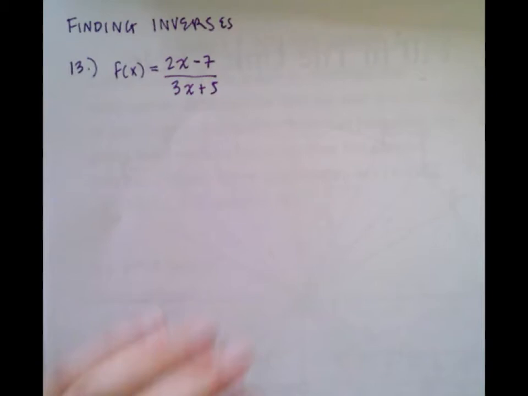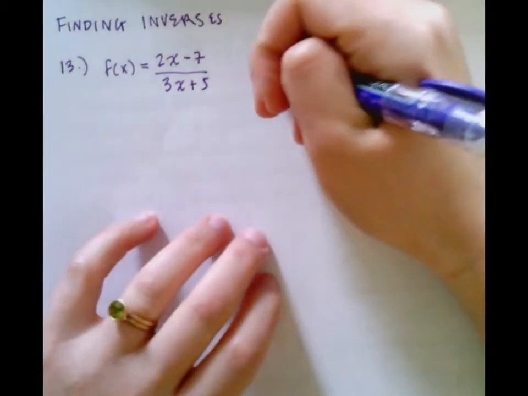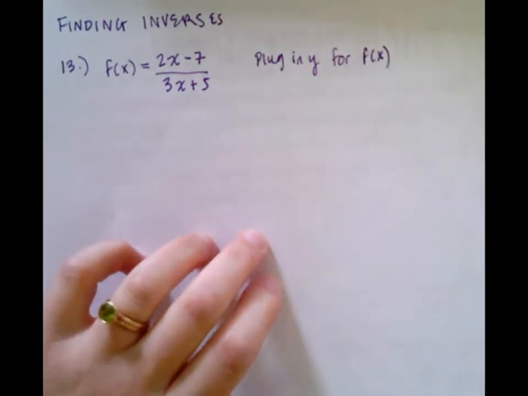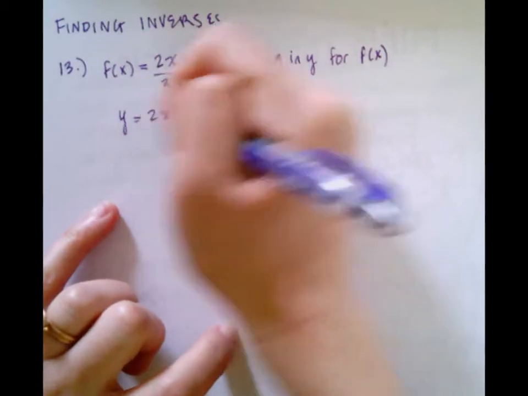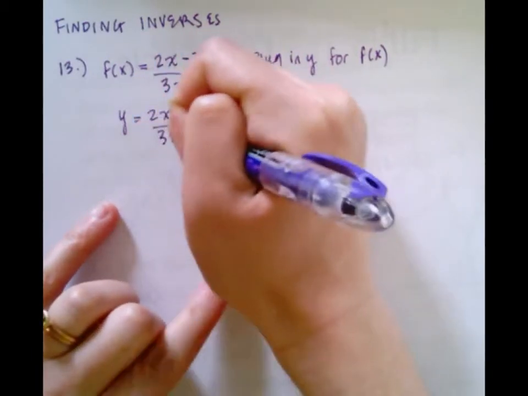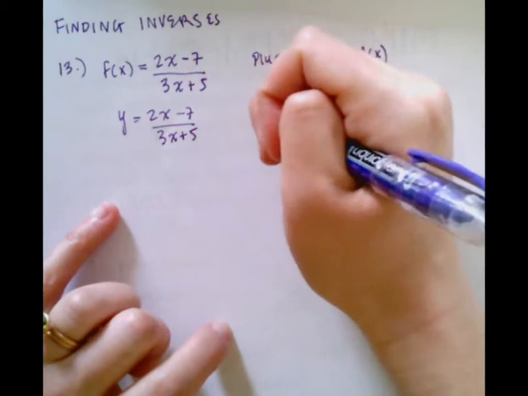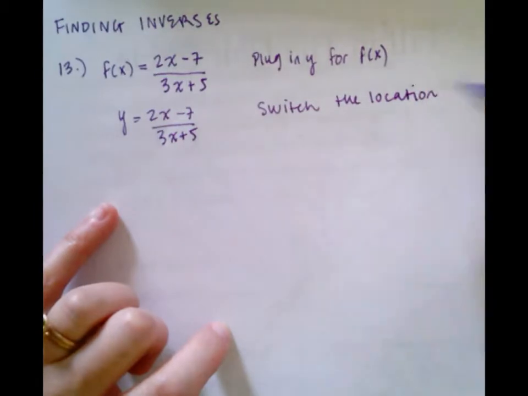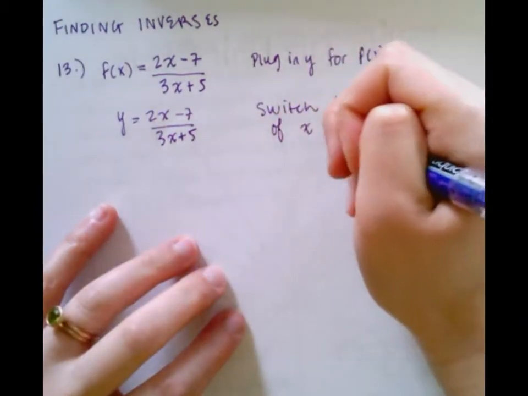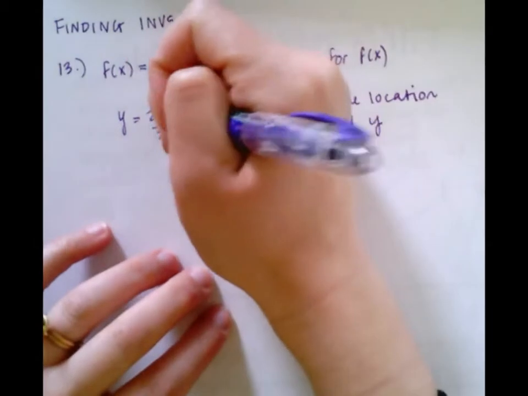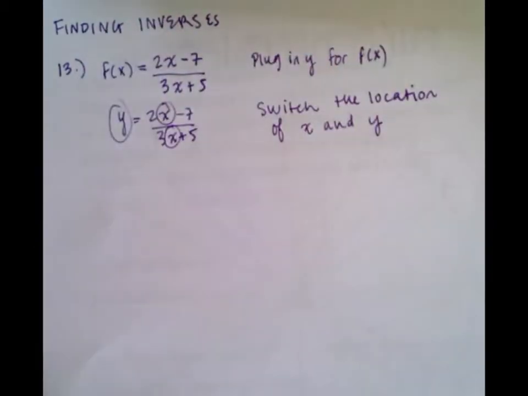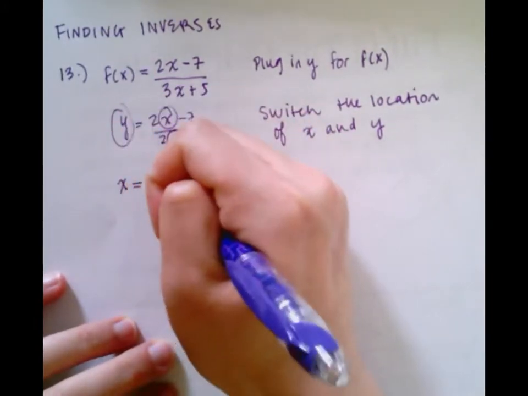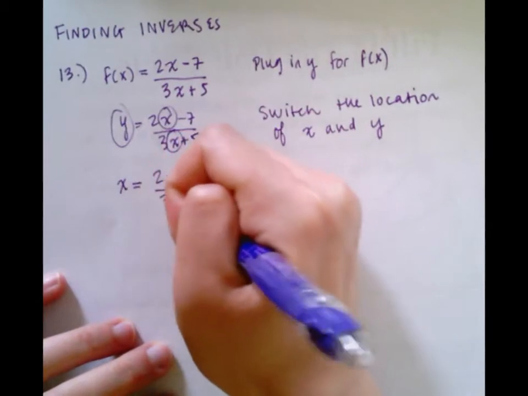We're going to switch. First, we're going to plug in y for f of x, since those things are equivalent. And then we're going to switch the location of x and y. So there are two places where there's an x. There's one place where there's a y. So that means once I switch, we should have one x and two y's. So I'll have x equals 2y minus 7 over 3y plus 5.